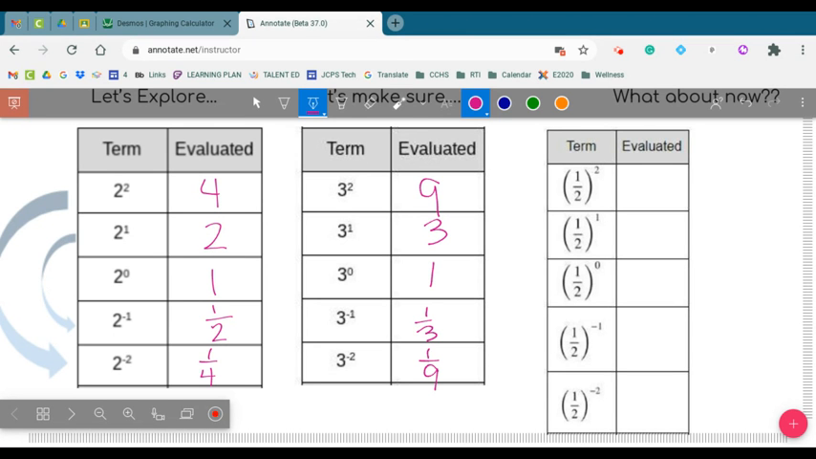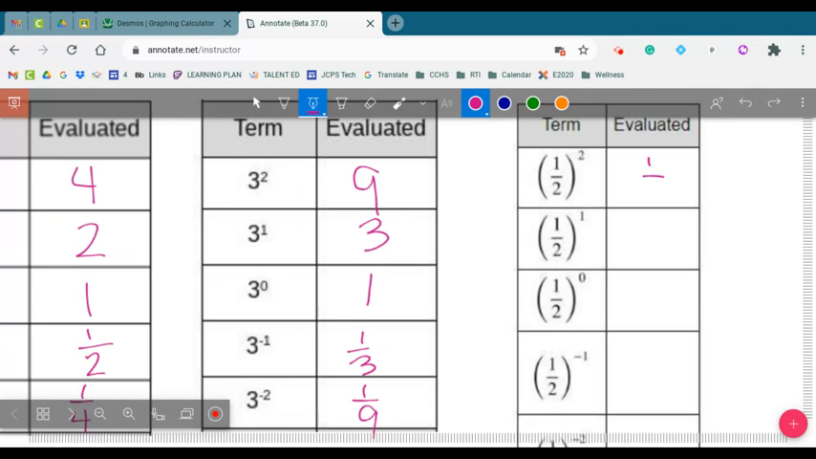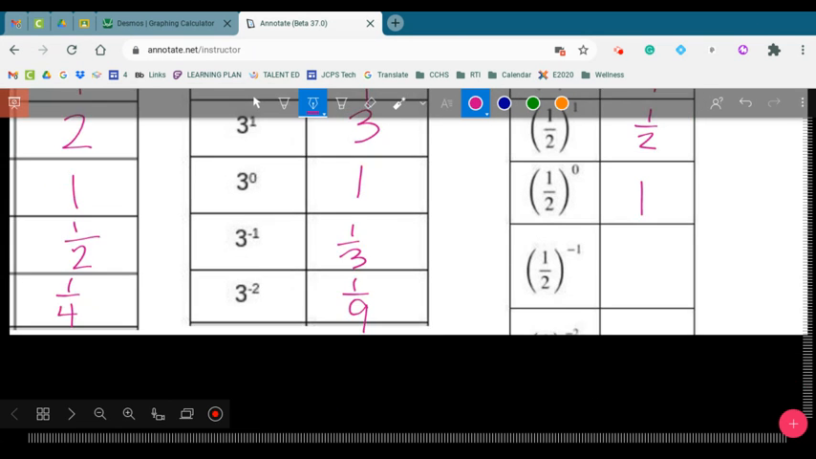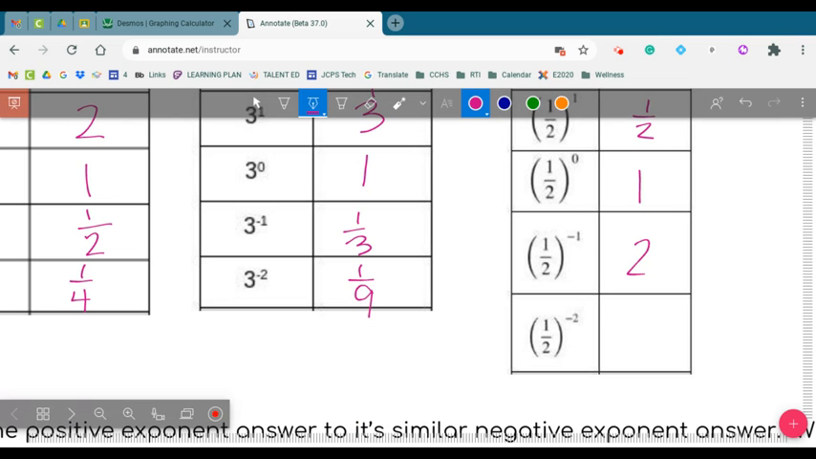Next one, we're going to do a fraction and we're going to square it. So 1/2 squared is 1/4. 1/2 to the first is 1/2. 1/2 to the 0 is 1. 1/2 to the negative 1 is 2. 1/2 to the negative 2 is 4.